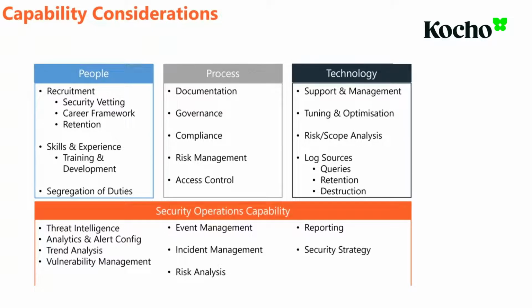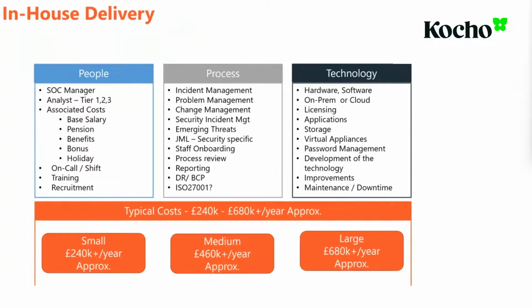So there's a number of ways that this security capability can be delivered, and the first of which businesses tend to look at, and looking at the poll, is in-house delivery. 29% are looking at that.